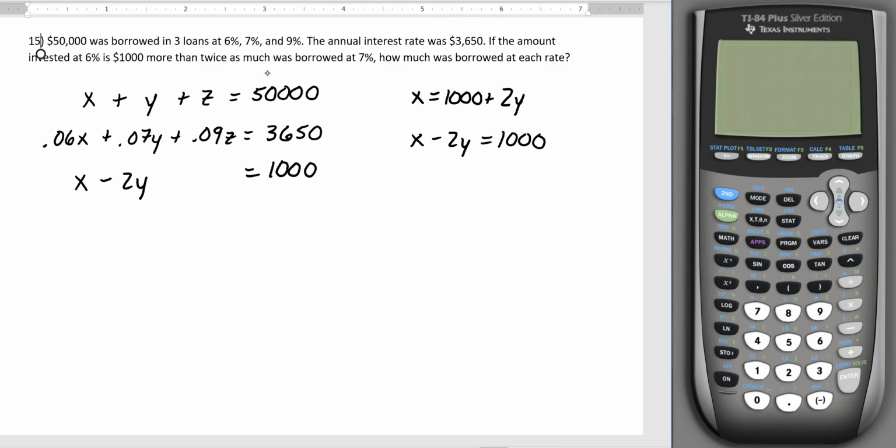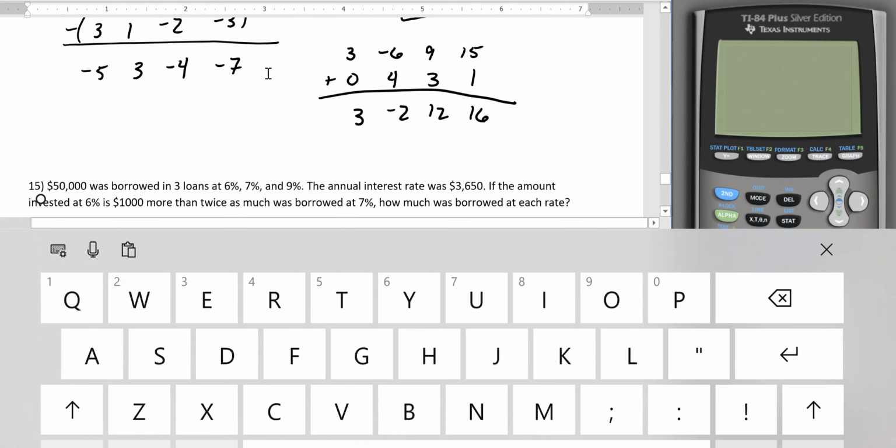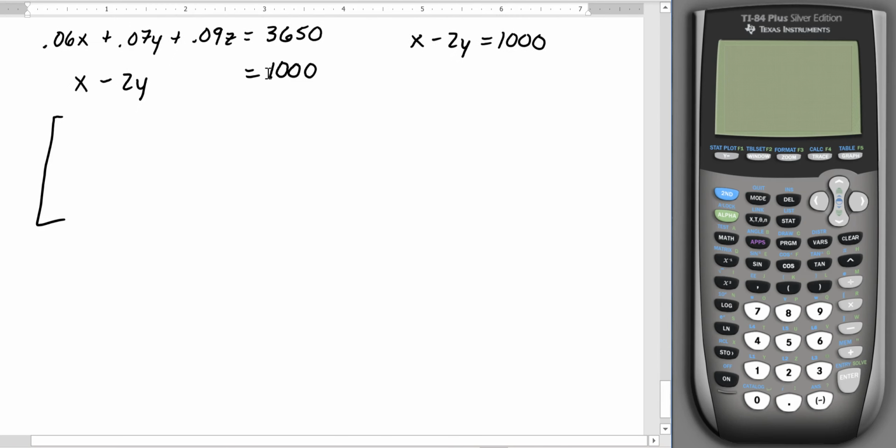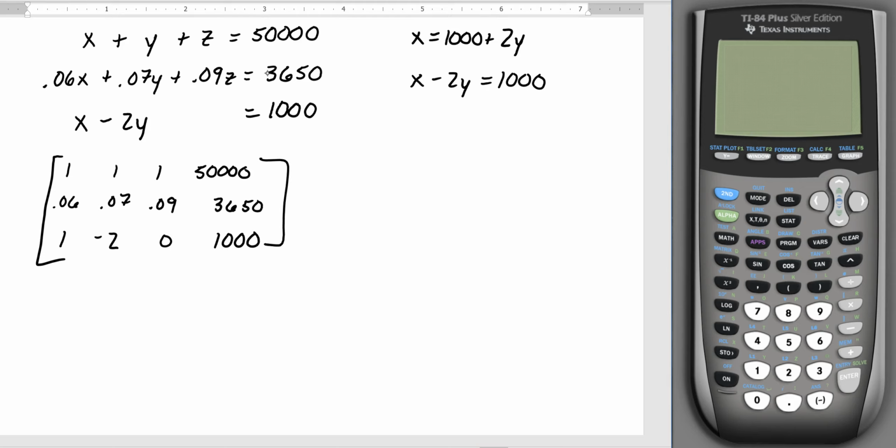There we go. Okay, let's create a matrix here. We're going to have 1, 1, 1, 50,000, 0.06, 0.07, 0.09, 3,650, and 1, negative 2, 0, 1,000. And then that we can put into our calculator, RREF.